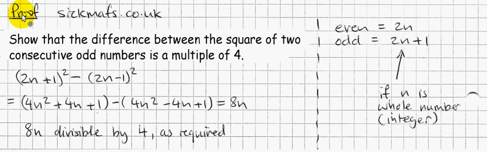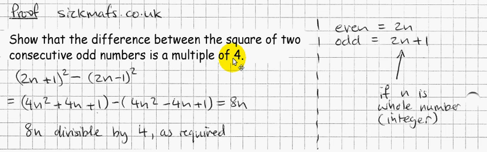Okay, so this is a really good question, because it's very much like so many of the questions you would get for this topic. It uses words like consecutive, and all sorts of things, and even the question itself is so typical because it's such a mouthful to read and understand. So let's go for it. Show that the difference between the square of two consecutive odd numbers is a multiple of 4.